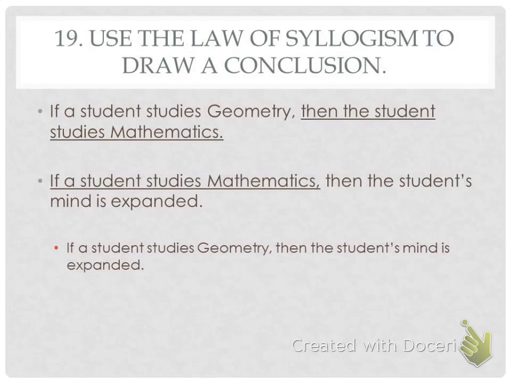Number 19, use the law of syllogism to draw a conclusion. If a student studies geometry, then the student studies mathematics. If a student studies mathematics, then the student's mind is expanded. So I underlined the conclusion and hypothesis that were the same. Remember, we're going to combine the two that are not underlined. So our conclusion would be if a student studies geometry, then the student's mind is expanded.